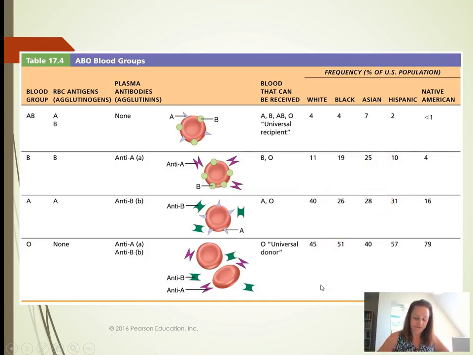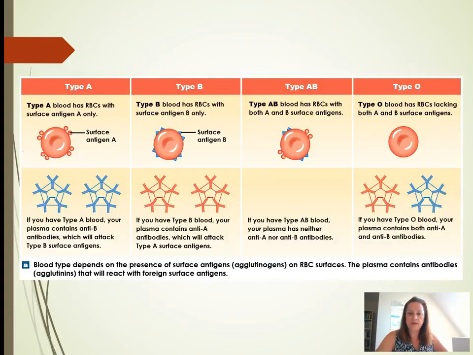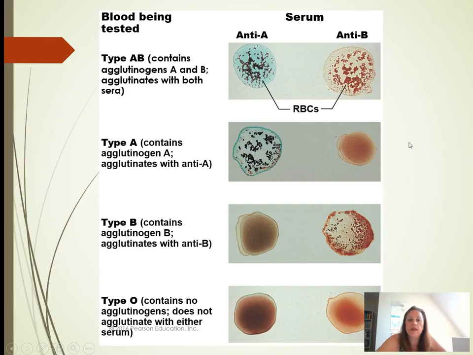We also have something called an RH factor, and an RH factor is a different set of antigens that are either present or absent. There's only one, so it's RH positive or RH negative. This is another way to look at it, right? This gives you type A has surface antigen A, type B has surface antigen B, type AB has both, type O has neither.